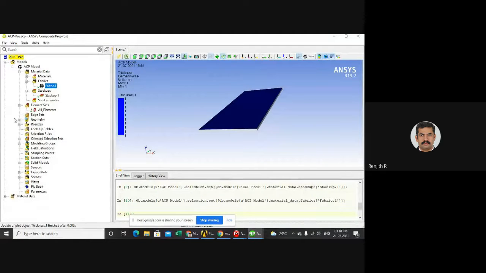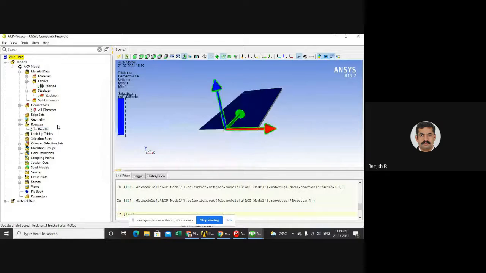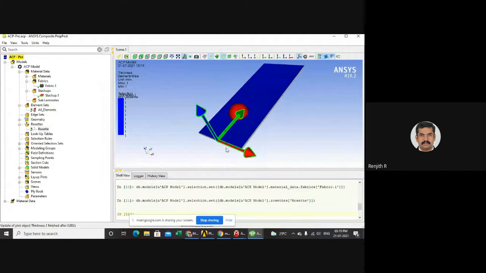And if you want to import an external geometry, you can use this one. And the second important thing, this represents all elements which we created inside the mesh. This represents, its name is rosette. Rosette represents the fiber direction, how the fibers are oriented, or what direction we will take as a principal direction. If you click the rosette, one second, you can see the X, Y, Z direction. Normally Y direction it will take as a fiber direction.